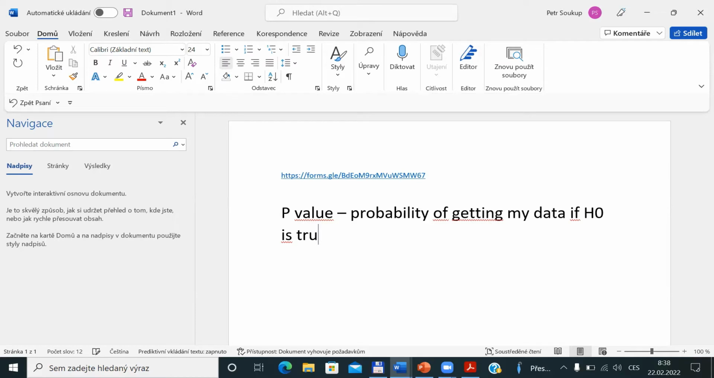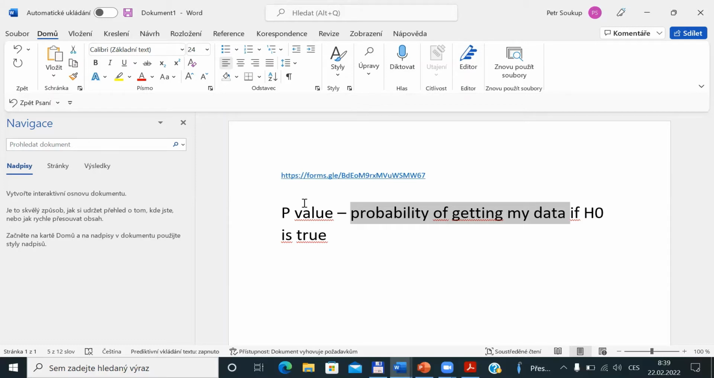Yeah, that's a perfect definition of the p-value. So it is the probability of getting my data, and I would add a small annex to this: if I get my data or even worse data, meaning data more contradicting to the null hypothesis.